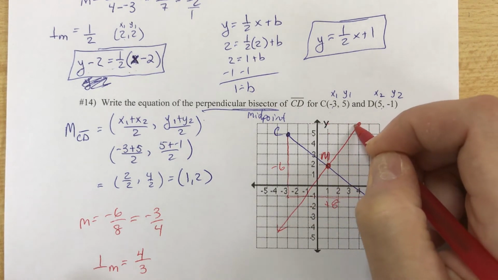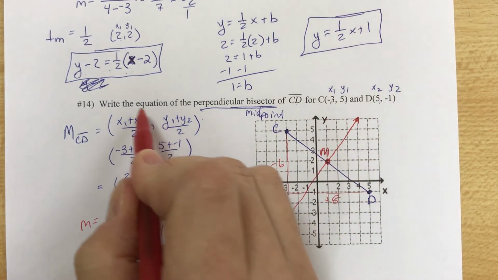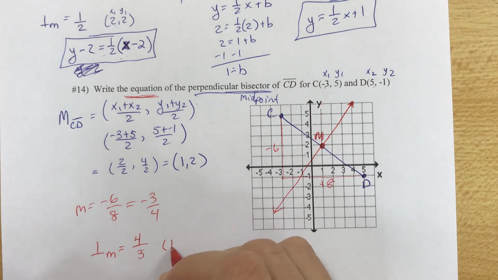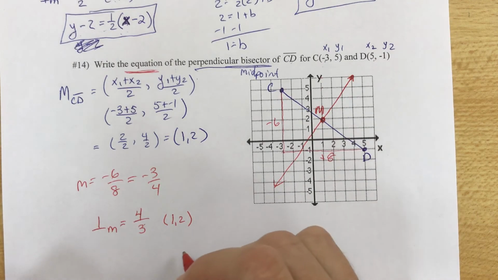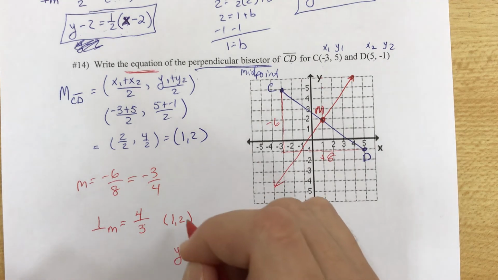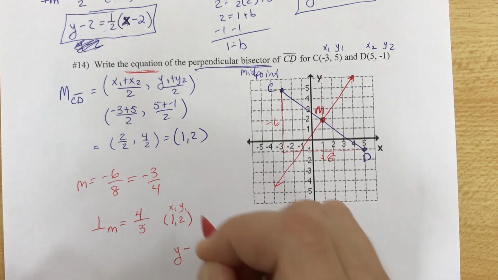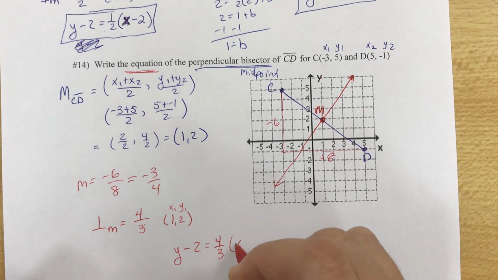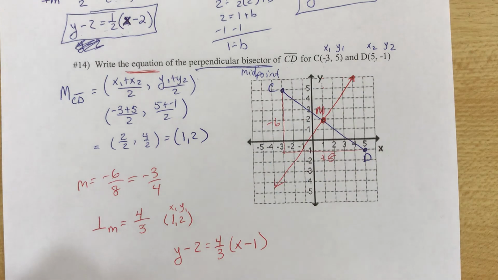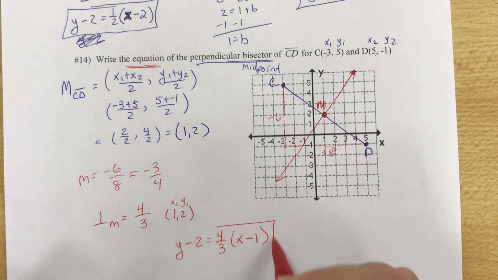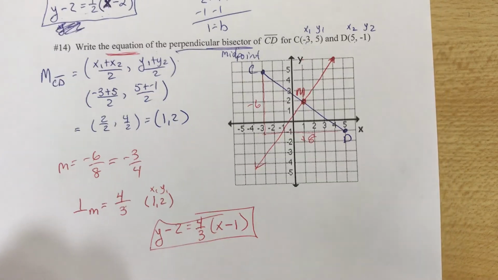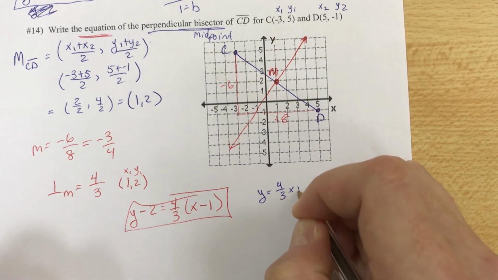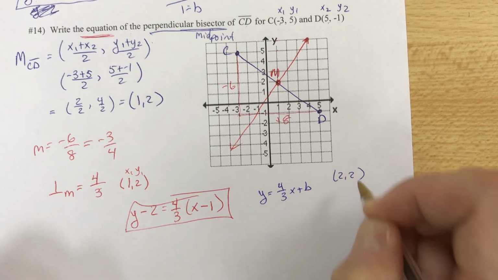Okay, that looks good. But I also want the equation. They say write the equation. Here's the slope. We know we're going through (1, 2). So let's do point-slope. Here's x1, y1. y minus y1 equals m times (x minus x1). That's a good answer. But if you prefer to go old school, we can do y equals 4/3 x plus b. We'll use (1, 2).